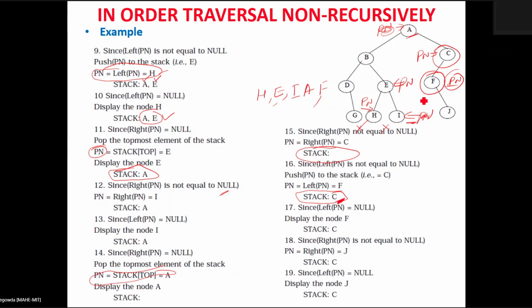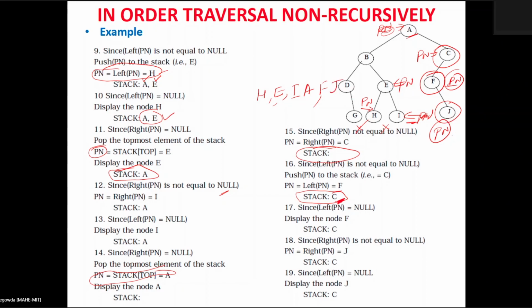Okay. Then after that, since right of Pn is not equal to null in this case, because the J is nothing but the right child of the F in this case, your Pn has to point to the node J. Then after that, you have to display the node J value.